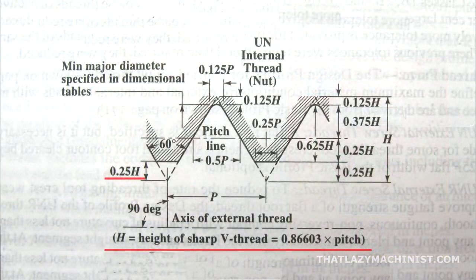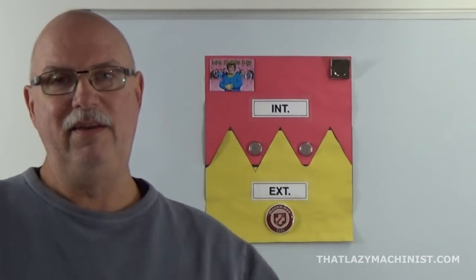It just doesn't exist. So why do we talk about sharp V threads so much? Well, because sharp V threads are important for calculating. If we want to know where the radius should be on the root or where the flat should be, well, we know where it should be from the sharp V point, but it is really just something we use for calculations.